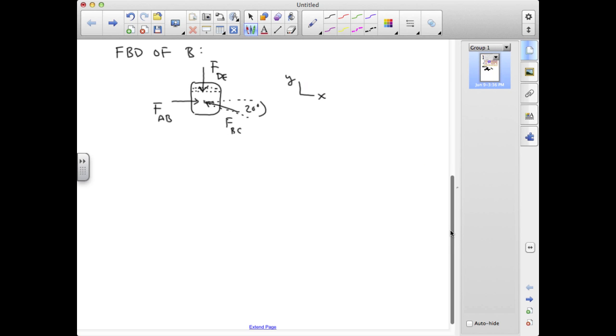We know FAB because we know the pressure and surface area on the other side of the piston. This turns out to be FAB equals the pressure times the area of the piston head, which is pi over 4 times the diameter of that piston squared. At 100 pounds per square inch, acting on a piston with diameter 8 inches, we get a net force of a little over 5,000 pounds.